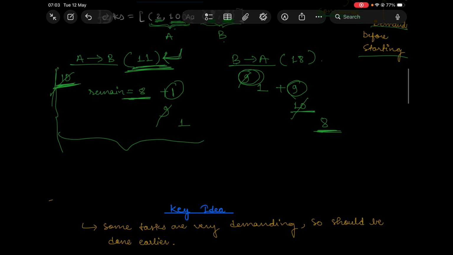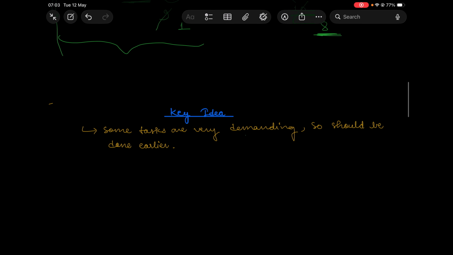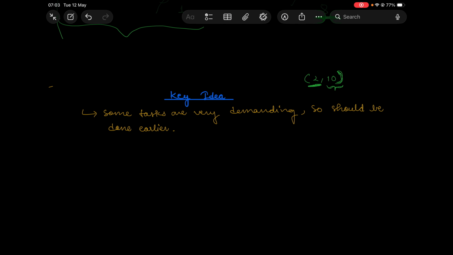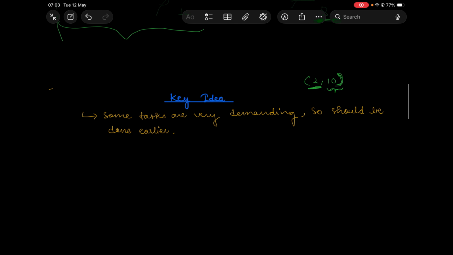So we understood that the key idea is that some tasks are very demanding. In the case of 2 and 10, it requires 2 to actually finish this task, but the minimum energy to even start this task was 10, which means it's very demanding. So we need to observe that this 8 comma 9 and 2 comma 10 was the very demanding one, compared to this, which was the least demanding one. So we need to finish this one first.